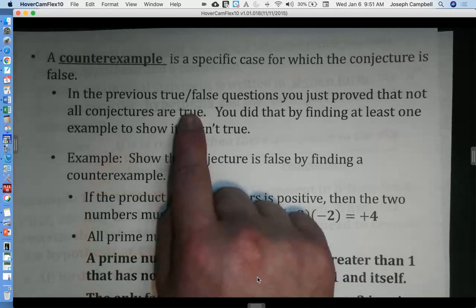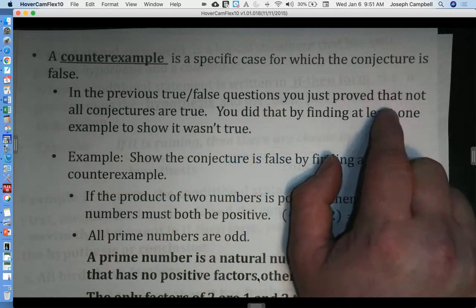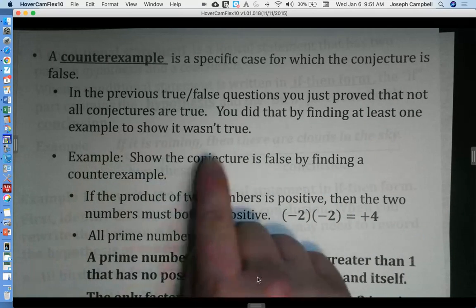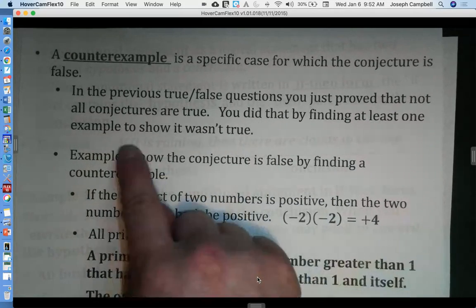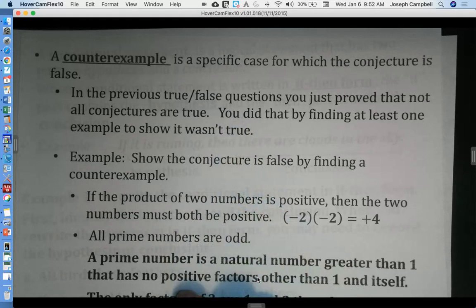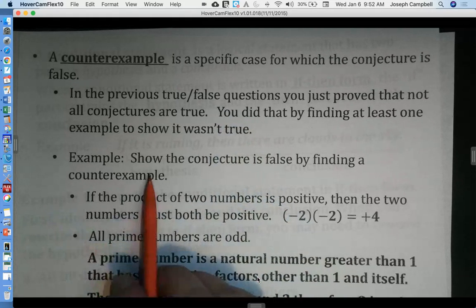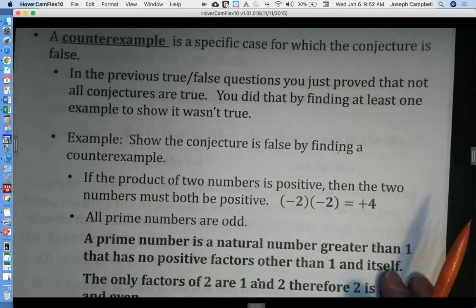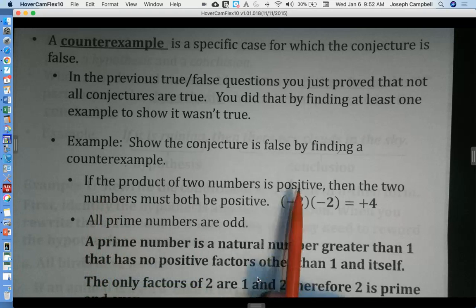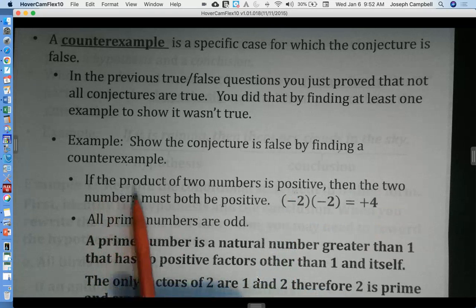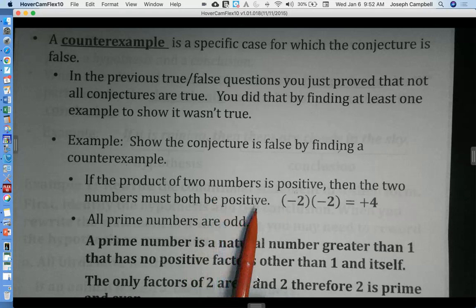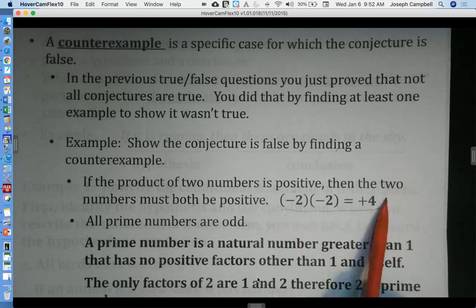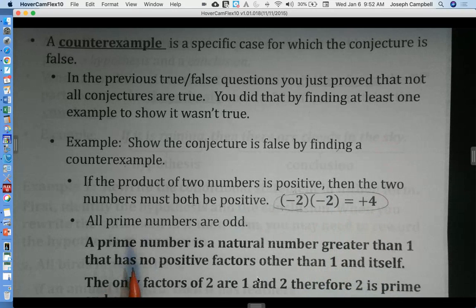All right, in the previous true or false questions on the last page, you just proved that not all conjectures are true. You did find at least one example to show it wasn't true, right? We went through that. Show the conjecture is false by finding a counterexample. We just did this, but let's go ahead and do it again. If the product of two numbers is positive, then the two numbers must both be positive. Well, this is clearly false based on this counterexample, right? Negative 2 times negative 2 is positive 4.